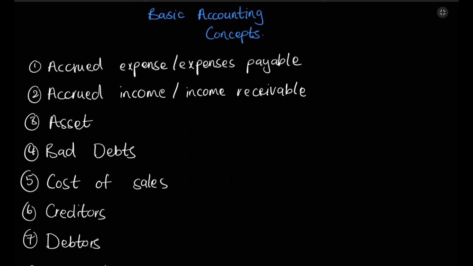Number 4, we have bad debts. What are bad debts? These are debts that are written off because debtors are unlikely to pay. In simple terms, money customers owe that they'll probably never pay. For example, a customer disappears without paying 500 rands that they owe to the shop.